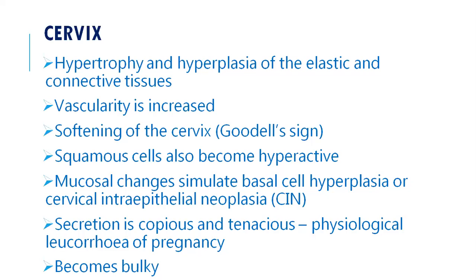So during pregnancy, the patient complains of a lot of vaginal secretions. This is normal. This is physiological leukorrhea of pregnancy. And the cervix also becomes bulky because of hypertrophy and hyperplasia of the connective tissues. So if a pregnant patient complains of more vaginal discharge, it is physiological leukorrhea of pregnancy.